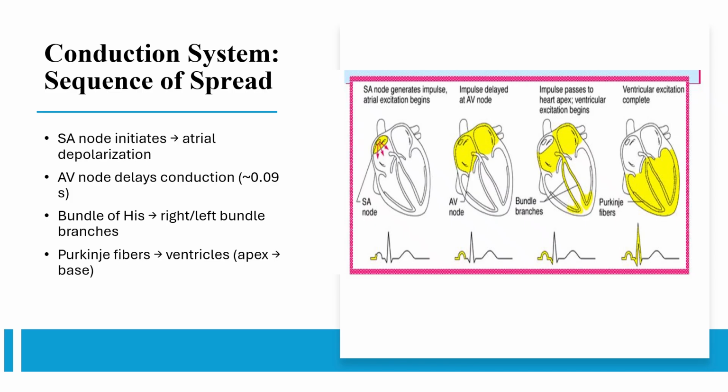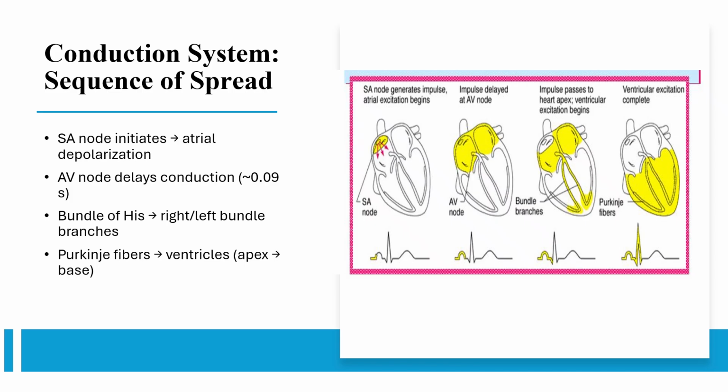It all begins at the SA node, the heart's natural pacemaker, which is located in the right atrium near the superior vena cava. Here, spontaneous depolarization triggers an impulse that spreads rapidly through the atrial walls, producing atrial depolarization. This event is represented by the P wave on the ECG. This causes both atria to contract almost simultaneously, pushing blood into the ventricles.